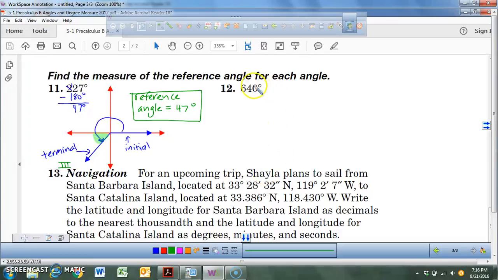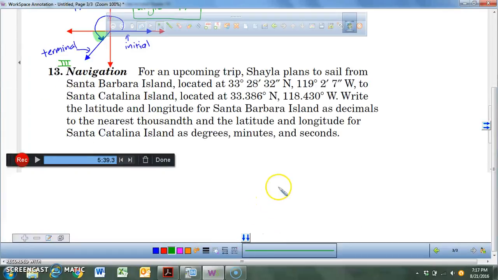So you should be able to do number 12. Also, if you look at number 13 right here, it looks like Shayla's planning to sail from Santa Barbara Island to Santa Catalina Island. In this problem, you are going to be changing things from degrees, minutes, and seconds to the nearest thousandth. And on the other one, you're going to be changing these values rounded to the nearest thousandth to degrees, minutes, and seconds.